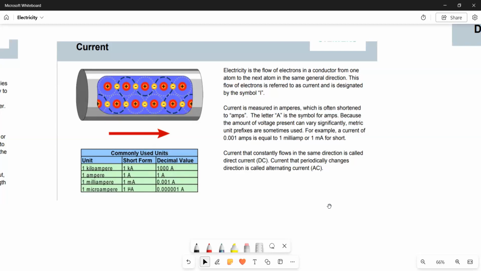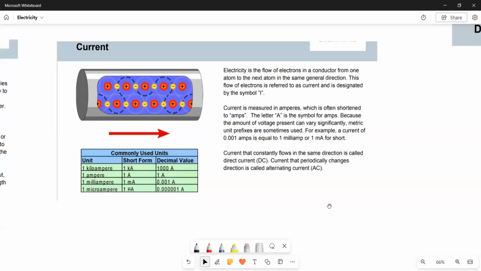C-O-U-L-O-M-B, coulomb. And 1 ampere is a flow of a certain amount of charge from one place to another. But I'll allow you to do a bit of research. You never know, I can ask you that as one of the questions: to define the coulomb, and how much is 1 ampere. Ampere is what current is measured in.